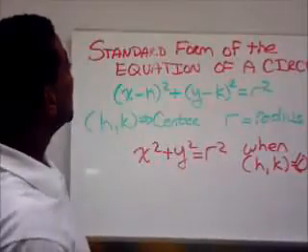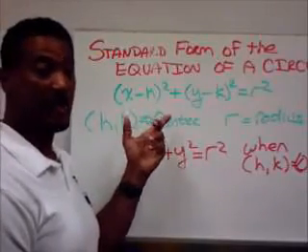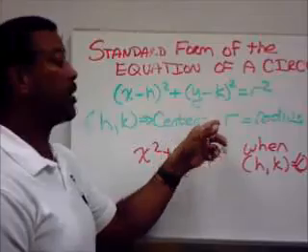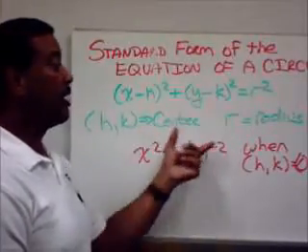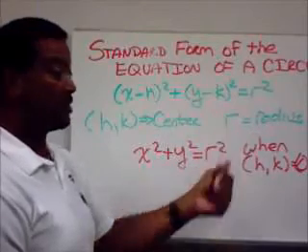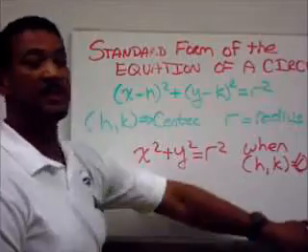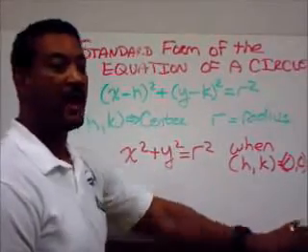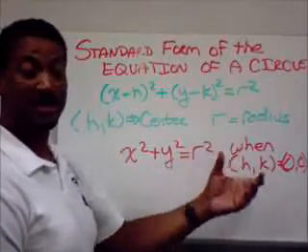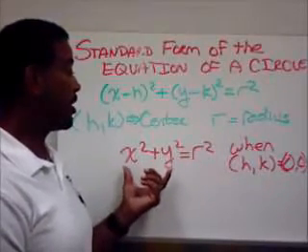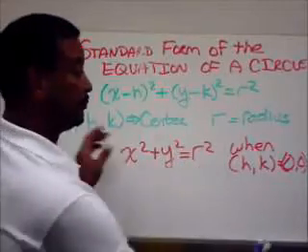Now, standard form for the equation of a circle is (x minus h) squared plus (y minus k) squared equals r squared. That's where h and k are our center, and r is equal to our radius. We also have another equation here. If it so happens that our h and our k are both 0, in other words, our center is at the origin, then our equation for the circle is x squared plus y squared equals r squared.